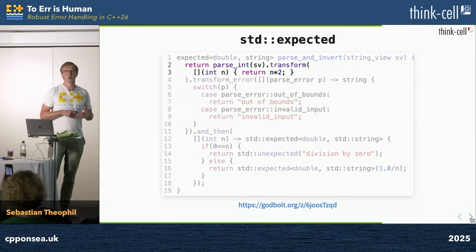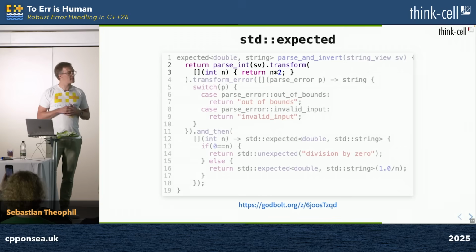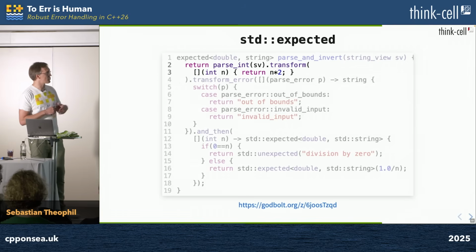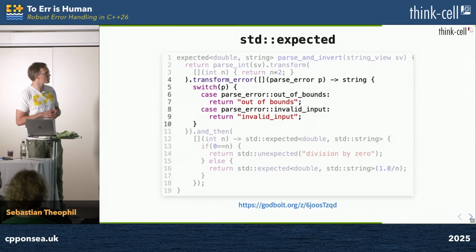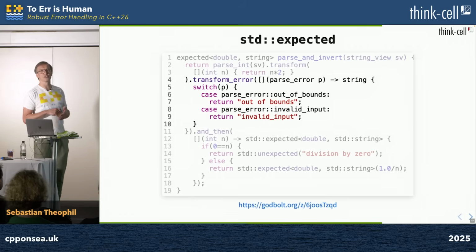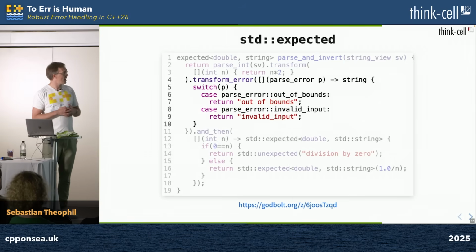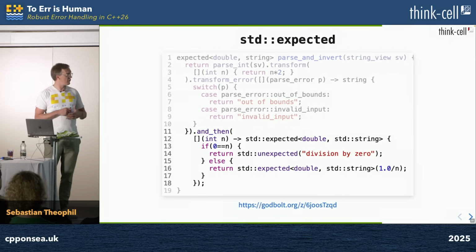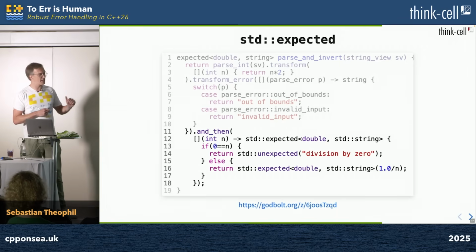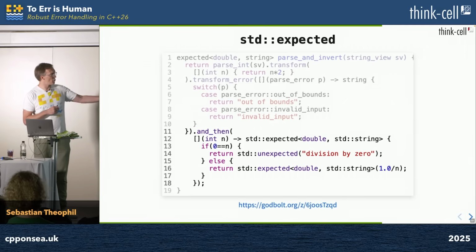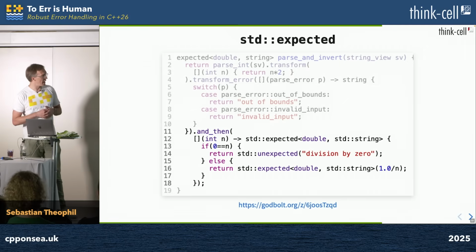the functor I'm passing will only be called in the success case. So if the expected actually contains the integer, then I can transform the integer value. There's the corresponding transform_error that is only called in the error case, obviously. So I can transform this enum error to the string as I did before. And and_then is a bit more powerful. It's also called only in the success case, but it can return a new expected. So here I transform it into an expected of double and string.